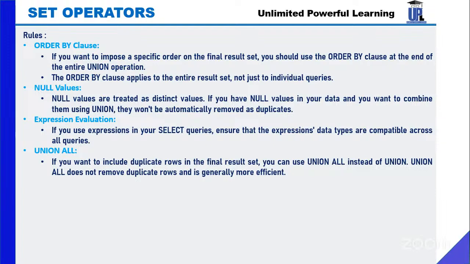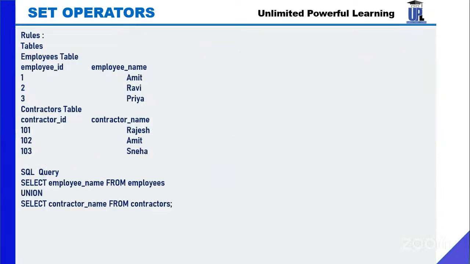So, one table, 2 records, another table, 3 records. What is 2 into 3? 6. What is 2 plus 3? 5. In union, we'll get 5, because it is just adding one below the other. That's it. So that is what you have to understand.